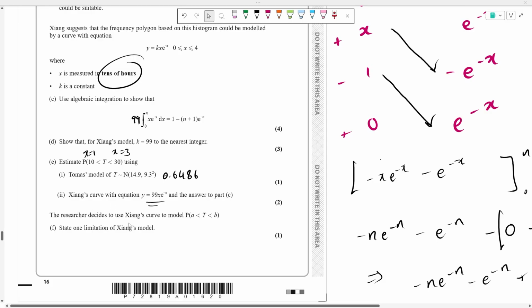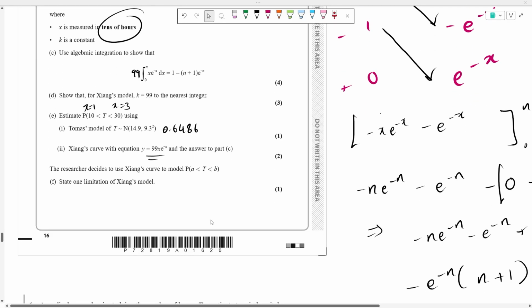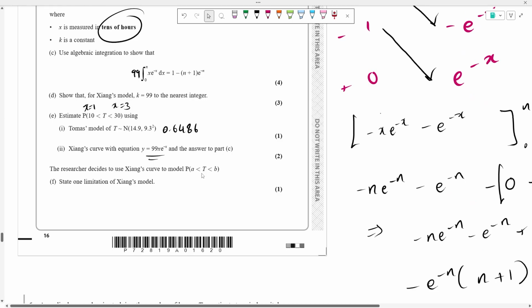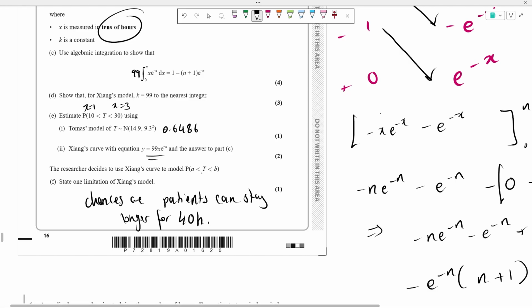Part F, and this is the last part of the paper. The researcher decides to use Young's curve to model a is less than t less than b. State one limitation of the model. Well, in Young's model, we know that the maximum is up to 4. Chances are patients can stay longer than 40 hours. That's the limitation of his model. All right, that is the stats paper done.